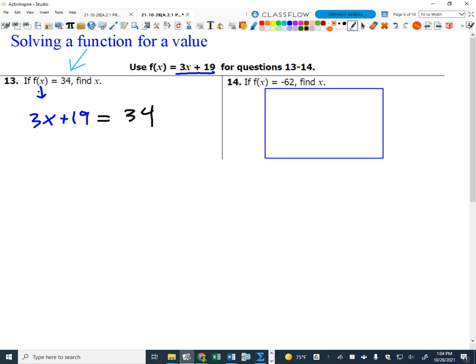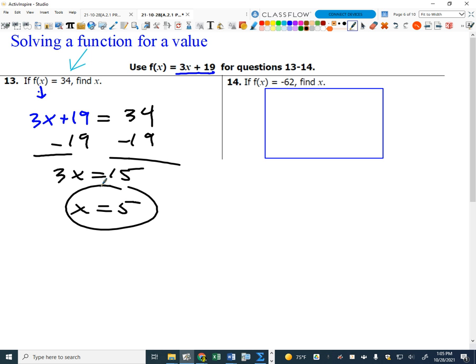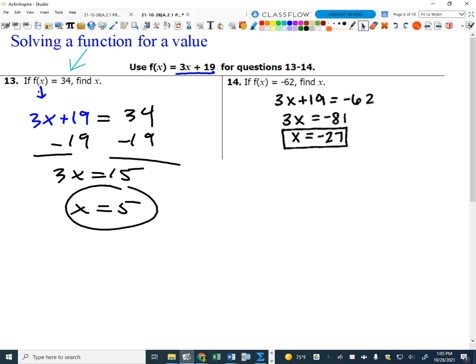Solve it. Just solve the equation, right? Subtract 19, and I get 3x equals 15. So what's x? Divide by 3. X equals 5. Okay? So we could do the same thing here with number 14. But I want to show you how you could use Desmos to do this problem. And that's not hard to do.